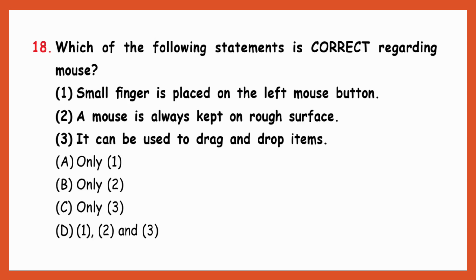Which of the following statements is correct regarding mouse? Option 1, small finger is placed on the left mouse button. Is it correct? No. Index finger is placed on the left mouse button. A mouse is always kept on rough surface? No. A mouse is always kept on smooth surface. Then it can be used to drag and drop items? Yes. It is correct. So, which option is correct? A, B, C or D? Option C is correct. Only 3.